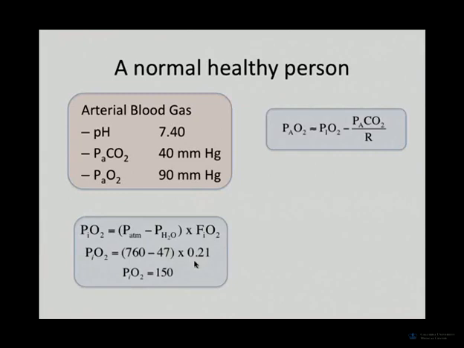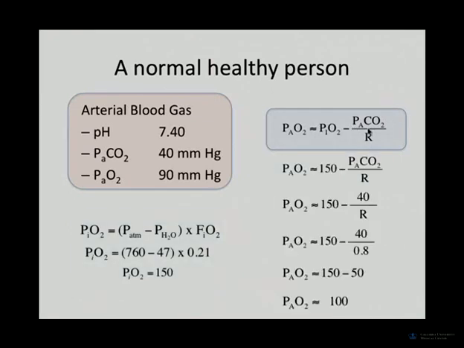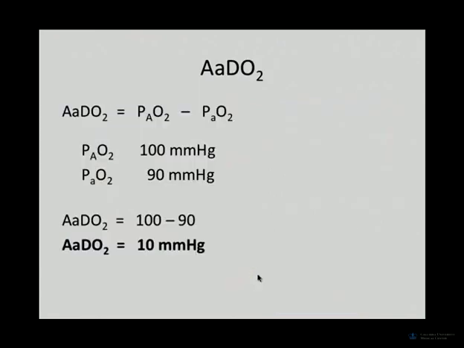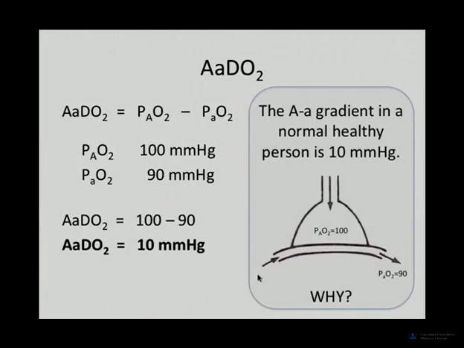But, all right. So we know that PiO2 is a function of the atmospheric pressure minus the water pressure times 0.21. And PiO2 then becomes 150. Let's plug in our 150 and our measured PCO2. And we find that the ideal PaO2, given this PCO2, should be 100. And we've already measured what's going on in the blood. So what is our AA gradient? Our AA gradient is 10. All right? So a normal, healthy person has a gradient between what should be in their alveolus, ideally, and what we see in the blood.